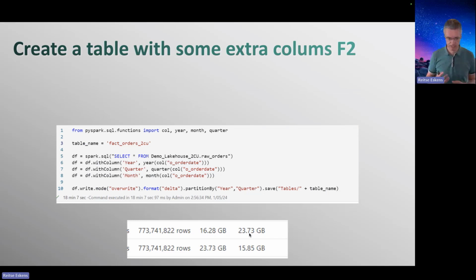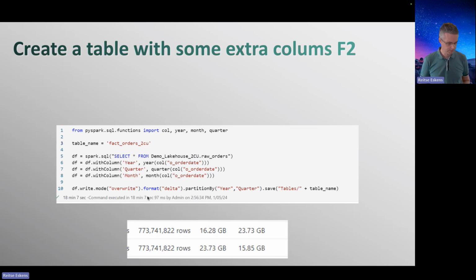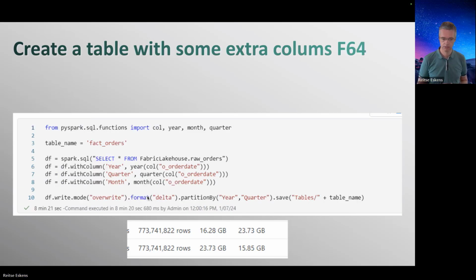So let's add columns to my table. Let's call it fact orders, which it isn't, because all I'm doing is adding 3 columns, year, quarter and month, based on the order date inside the column, and see what happens. On the F2, it ran for 18 minutes and 7 seconds, as you can see here. So I'm thinking, well, the F64 should be way faster, maybe a minute or something like that, processing 770 million rows. 8 minutes and 20 seconds. So I'm going from 18 minutes to 8. About twice the speed.